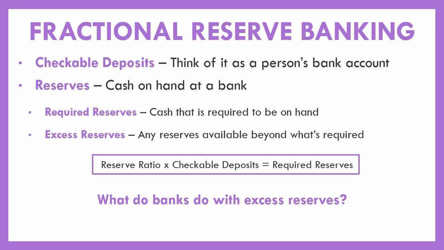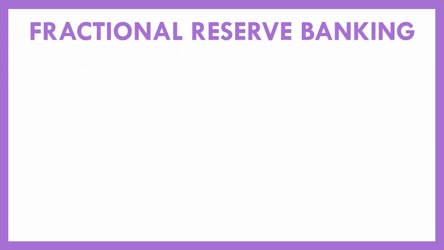But then what do banks do with excess reserves, right? We said that sometimes they have money beyond what they're required to keep there. Well, banks make loans, right? How else do banks make loans? Well, they take your money and they loan it out to other people. And so we're going to look through an example of that by looking at banks' balance sheets, right?